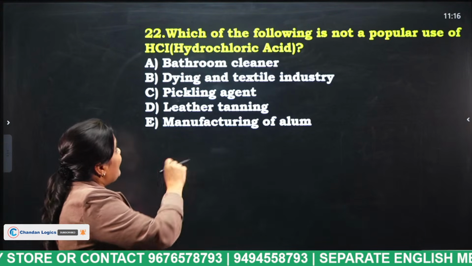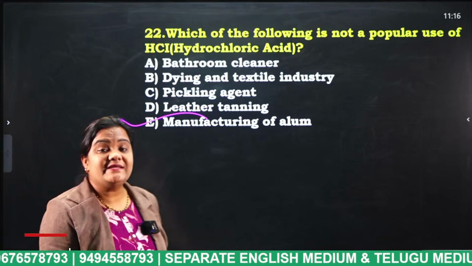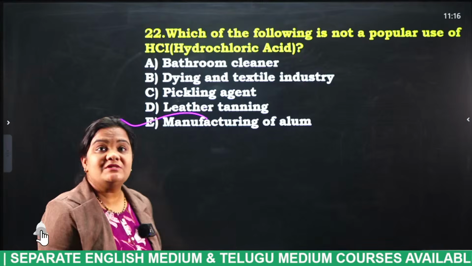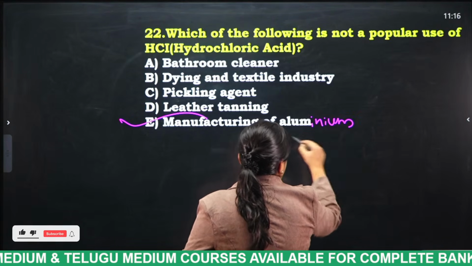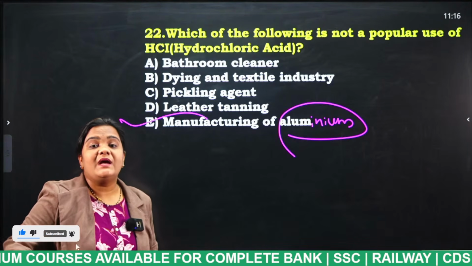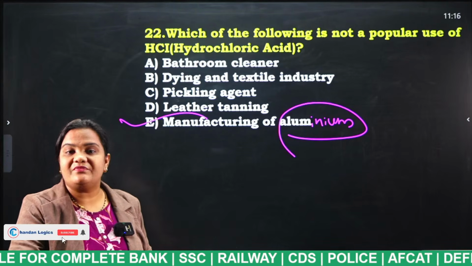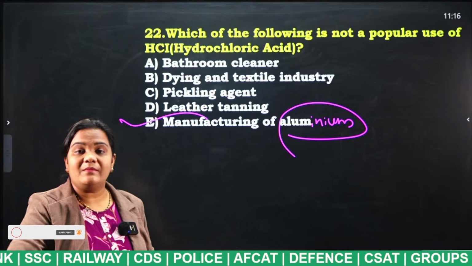Very good. And the answer for this question is hydrochloric acid is not used in the manufacturing of alum. Alum is nothing but what, students? Actually this is aluminium. Okay. Alum is nothing but the combination of two salts. The combination of two different salts, we call it as alum: potash alum, sodium alum, etc.